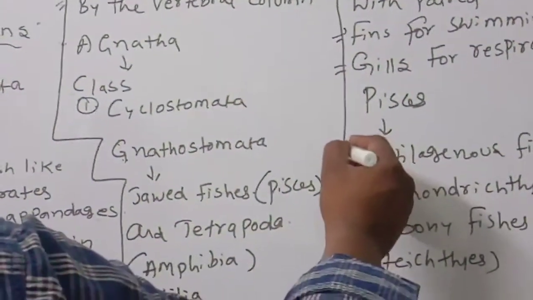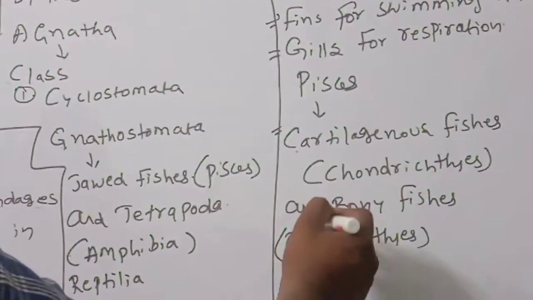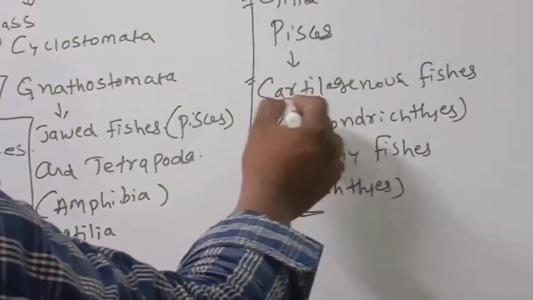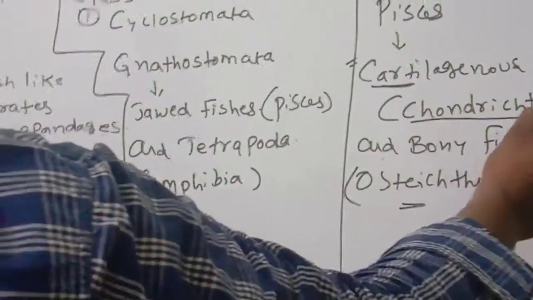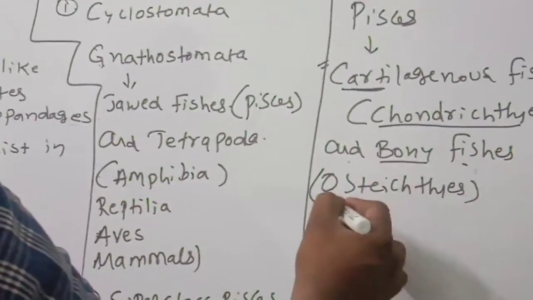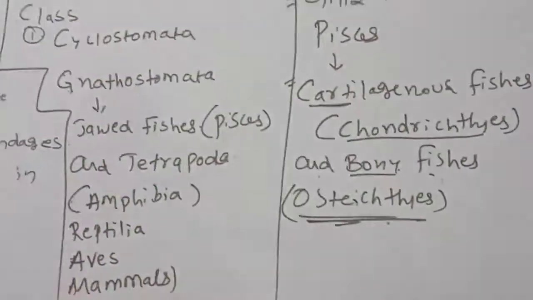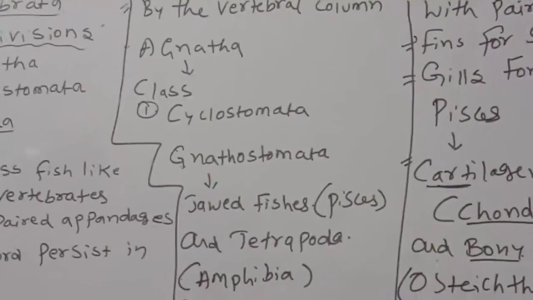Pisces are divided into which ones? Cartilaginous fishes and bony fishes. Cartilaginous fishes are called Chondrichthyes and bony fishes are called Osteichthyes.